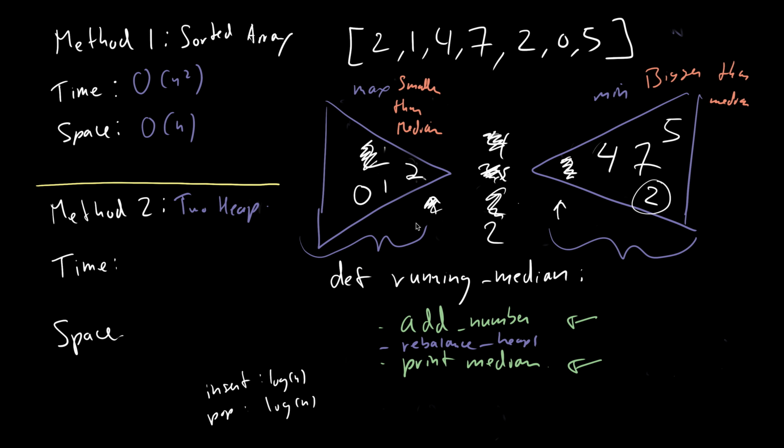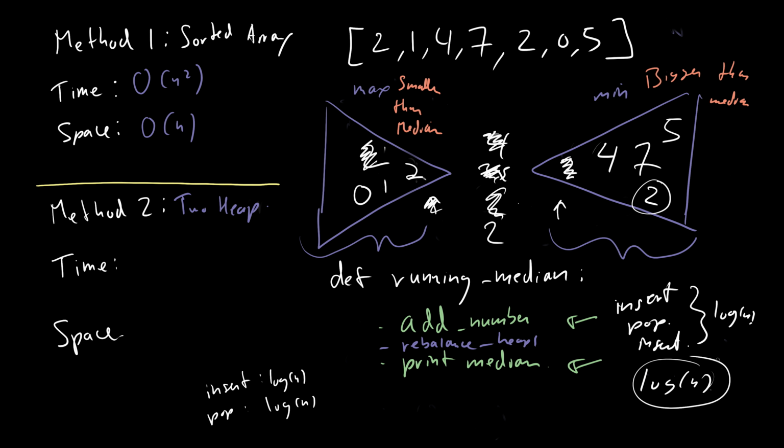So what do you do in every operation? You're gonna have to insert once into one of the heaps. And then if you have to rebalance, you're gonna have to pop and then reinsert, right? All right, yeah, so all these operations are log of n. So in the end, doing this rebalance and stuff, it's log of n. So that means we take log of n, and then print median, that's only O of 1.